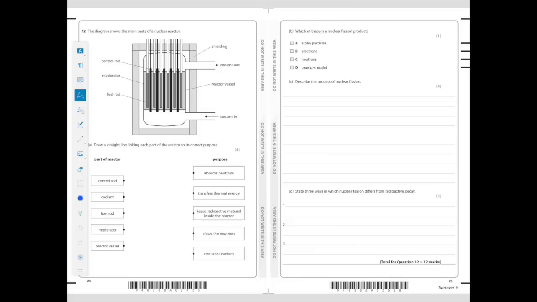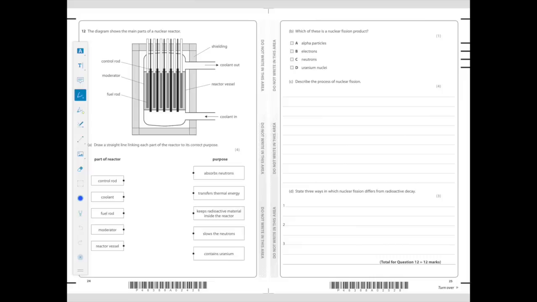12. The diagram shows the main parts of a nuclear reactor. So we've got our control rods, moderator, fuel rod, shielding, reactor vessel and coolant in. Do remember the control rods absorb excess neutrons, and the moderator reduces the kinetic energy of the neutrons. The fuel rod will obviously provide the source of uranium.